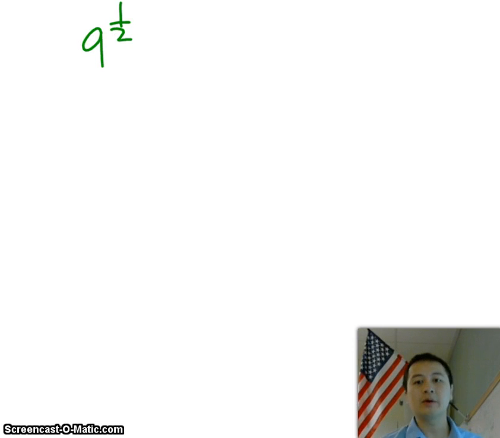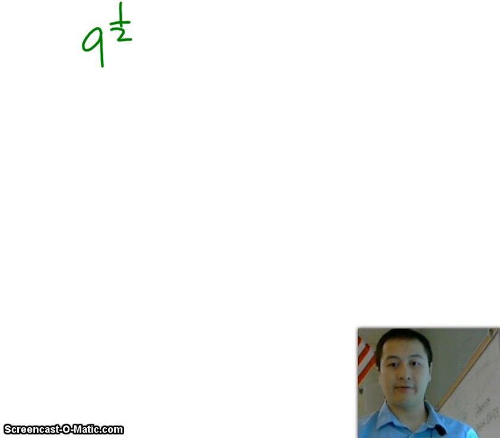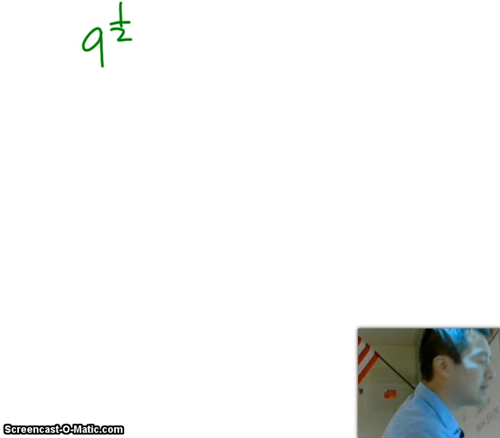So we're in 7.4 right now, and I really want to talk to you about the concept of this. What does this mean, 9 to the half power? I really want to talk about what does it mean to have an exponent of 1/2. So let's take a look. Let's start with what this means first.